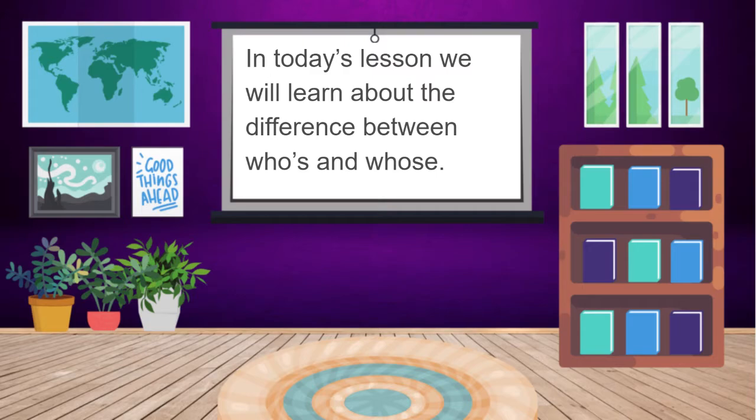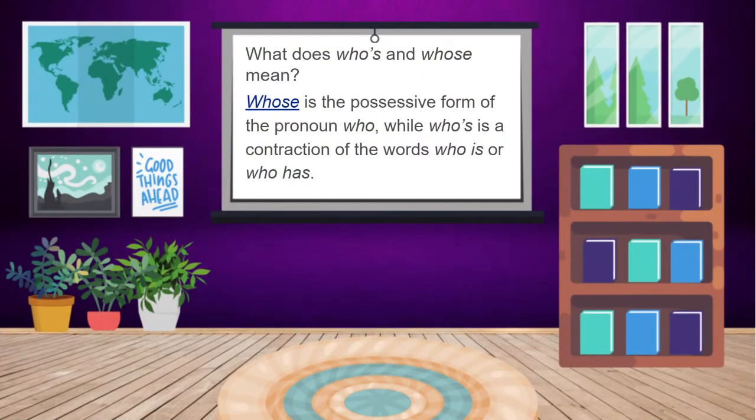In today's lesson, we will learn about the difference between whose and who's. What does whose and who's mean? Whose is the possessive form of the pronoun who, while who's is a contraction of the words who is or who has. Now, all of that sounds like a mouthful, I know. So we're going to dig a little bit deeper today and get to the bottom of all of this. Let's keep going.